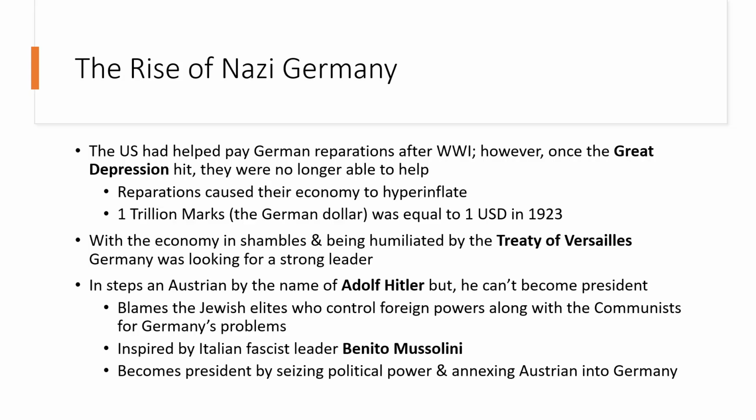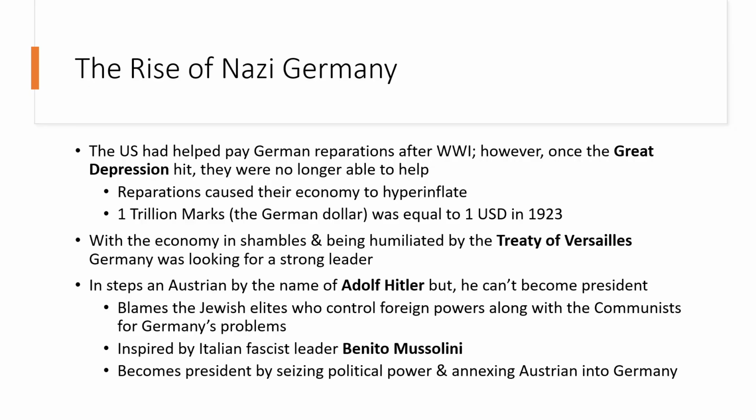He is going to speak very, very charismatically. He's a very, very charismatic individual. He's going to tell the German people, this is not your fault. This is ultimately the fault of the Jews. It's the Jews behind the foreign powers, behind the Americans, behind the communists, behind the British, behind the French. And this is where a lot of the anti-Semitism is going to start to rise up in Germany.